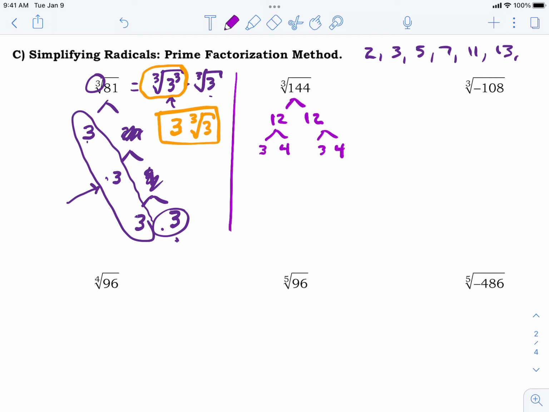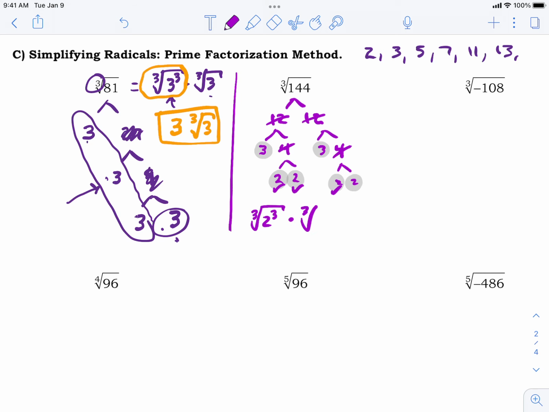See, that's the trick. So this 12 is now a 3 times 4. This 12 is now a 3 times 4. Okay, this 4 is a 2 times 2, right? And this 4 is a 2 times 2, right? So what have I got here? I've got a 3 and a 2 and a 2 and a 3 and a 2 and a 2. Now, I'm taking a cube root, so I want to gather together 3 at a time. So what am I going to write? I'm going to write the cube root of. I can grab 3 2's right here. 1, 2, 3.